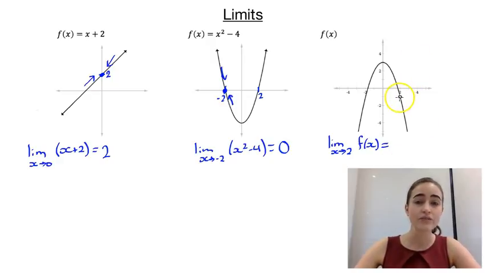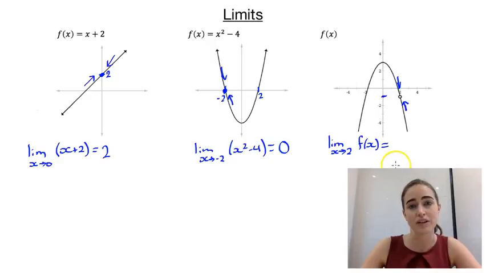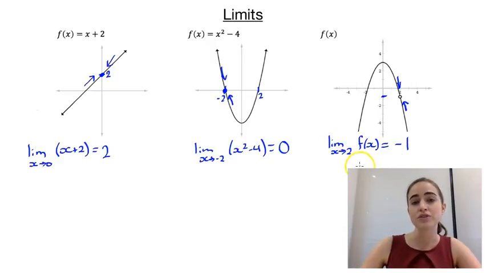Even though this function isn't defined at that point, it doesn't have a value when x is equal to 2, we can still have a look at what happens to the function as we get infinitesimally close to it. As we approach the x value of 2 from both directions, we're going to get closer and closer to that value of minus 1. Even though we never actually reach it because it's not defined at that point, the limit as x approaches 2 of that function is minus 1.